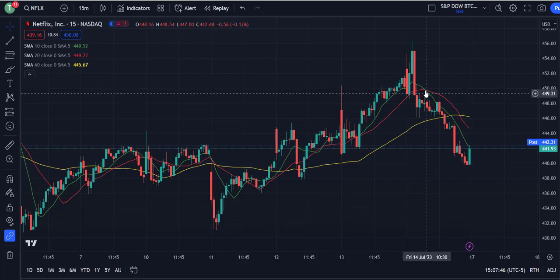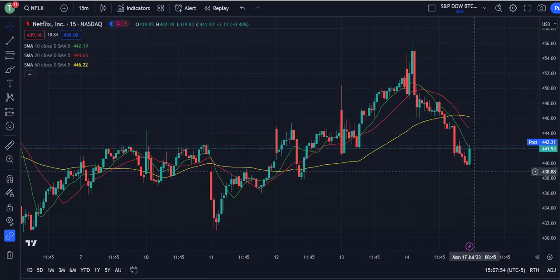Okay, at the 15 minute, we did see a little bit of a down move over the last 3 days. This is important to know because as we move into earnings, this might be significant, right? You had a little crossover between the 60, the 10, and the 20.